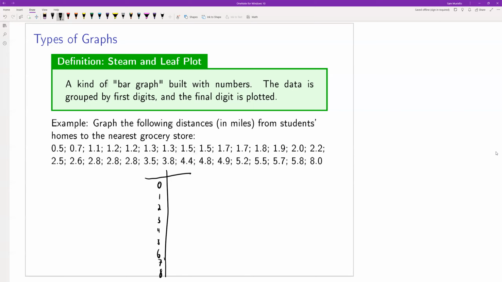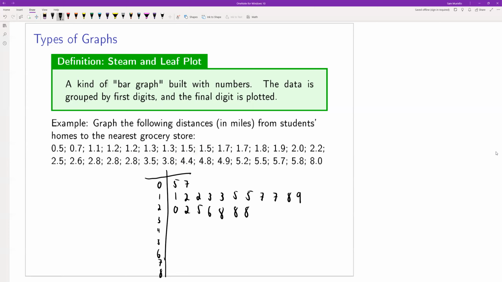And then we will write down all of the second digits. So here, my second digits for 0, for example, are 5 and 7. For 1, I see 1, 2, another 2, 3, 3, 5, 5, 7, 7, 8, and 9. And then for 2, 0, 2, 5, 6, 8, 8, 8.